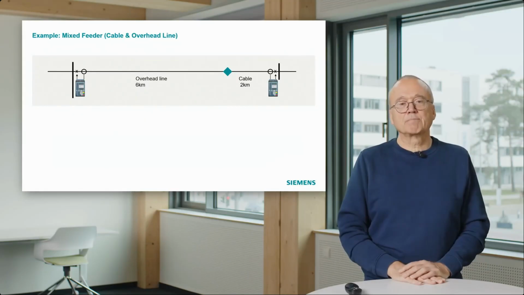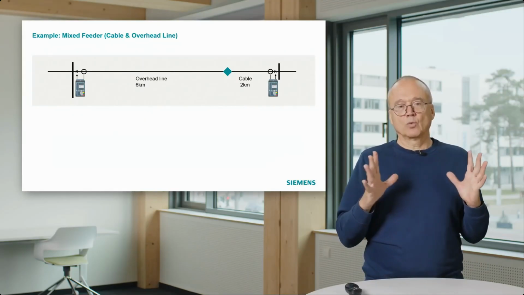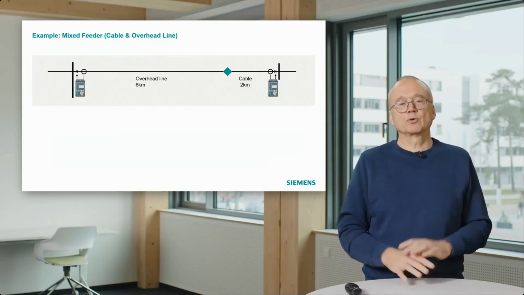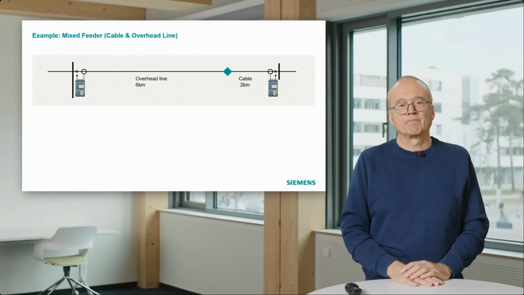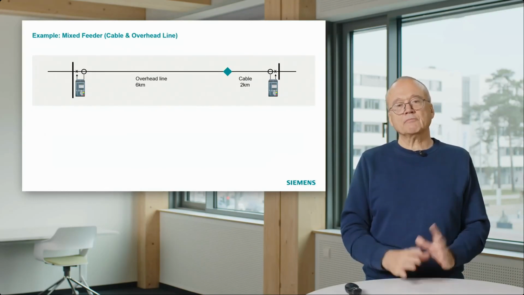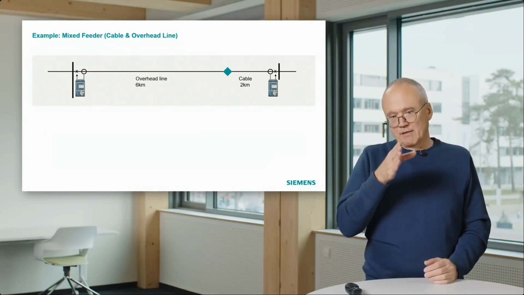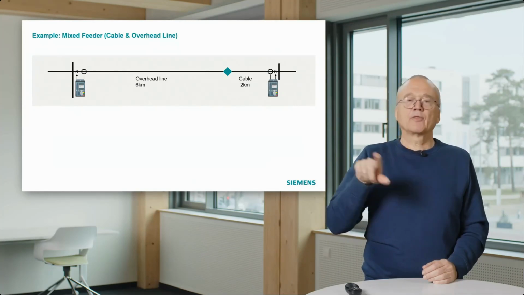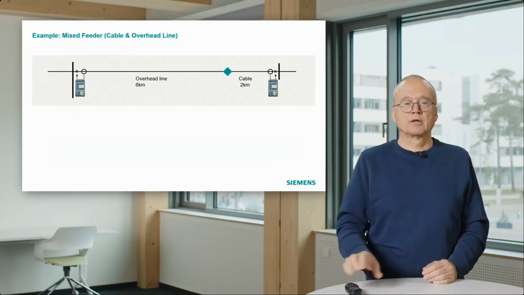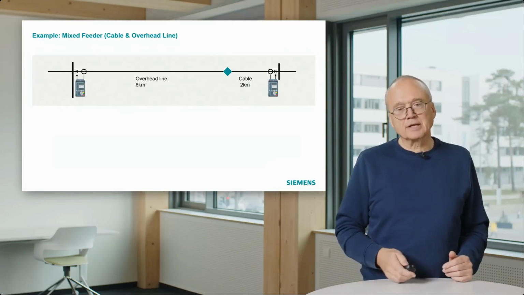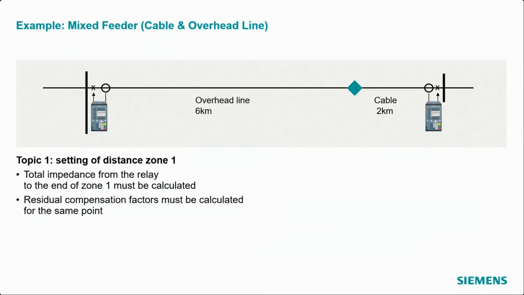I take here a simple example. I assume we have a line, whatever voltage it is, distribution or subtransmission or even transmission. In this case, we assume 6 kilometer overhead line. Then we have a connection point, and then we have 2 kilometer cable. And I will discuss two topics there. The one topic is the setting of zone 1 and also of the other zones.